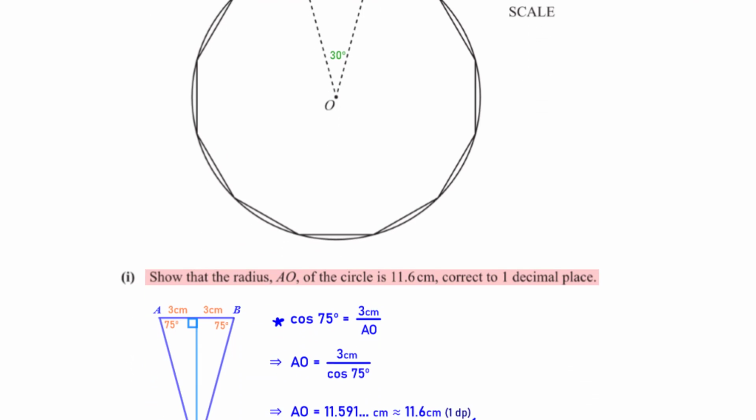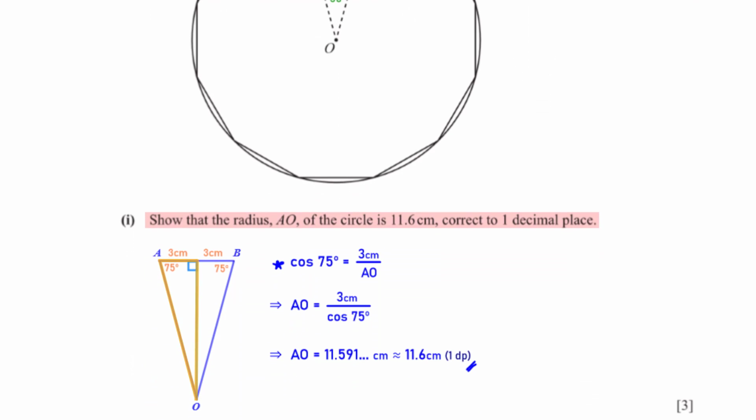So now to get AO, we apply SOHCAHTOA. This gives us cos 75 equals 3 centimeters divided by AO. When we make AO the subject, this is what we get. When we type this into the calculator, we have approximately 11.6 centimeters rounded to 1 decimal place.